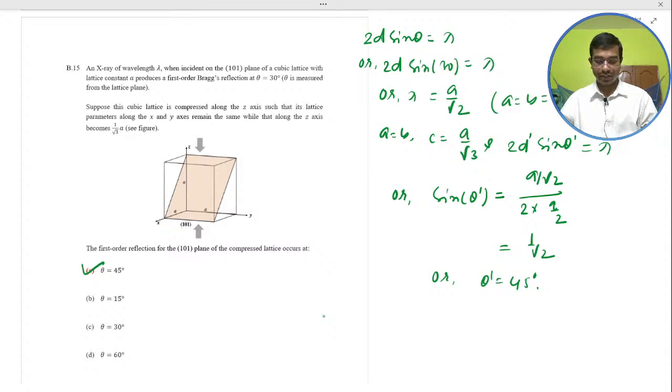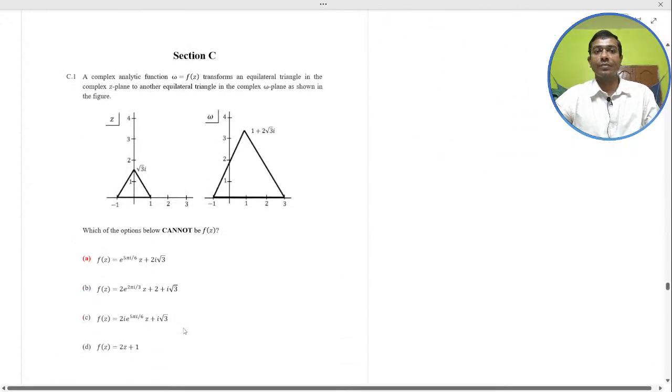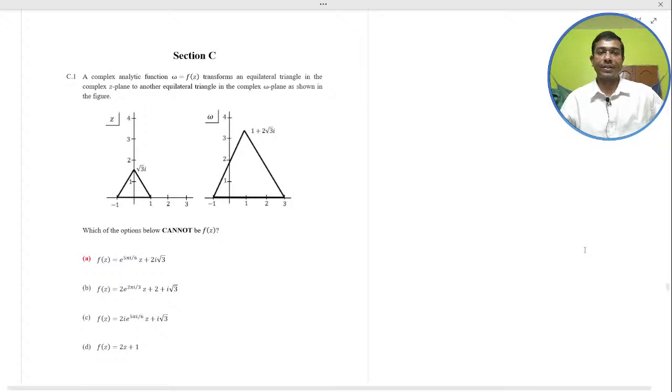Next question, section C. A complex analytic function omega equal to f(z) transforms an equilateral triangle in the complex z plane to another equilateral triangle in the complex omega plane as shown in the figure. Which option below cannot be exact?